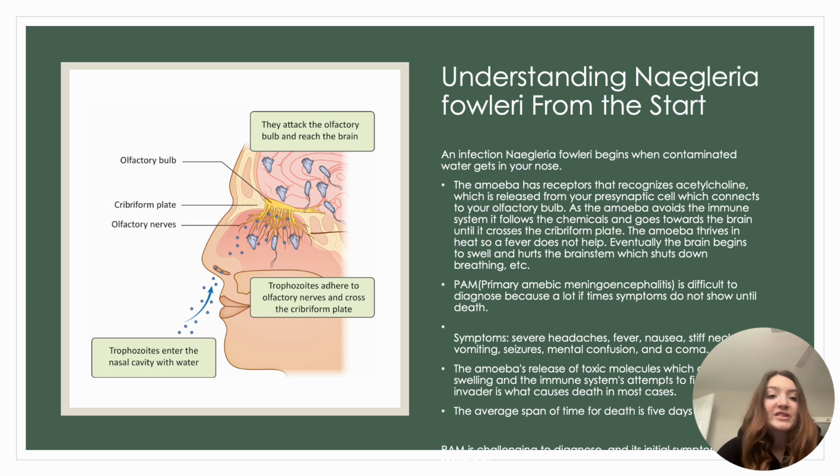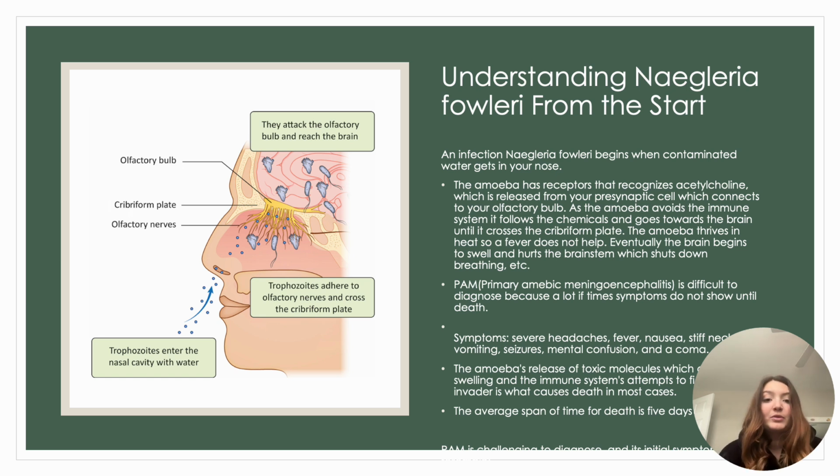Over to the left, there's a picture of your nasal sinuses and your brain, and it shows the amoebas in your brain. To begin, the amoeba has receptors that recognize acetylcholine, which is naturally released from your presynaptic cell, which connects to your olfactory bulb. Your olfactory bulb contributes to your sense of smell, and your olfactory nerves are one of the nerves in your face.